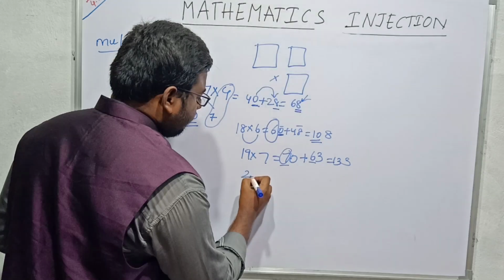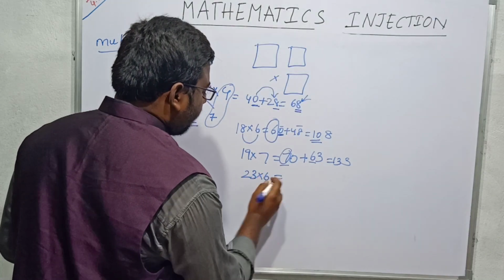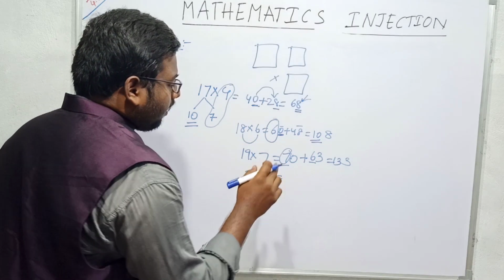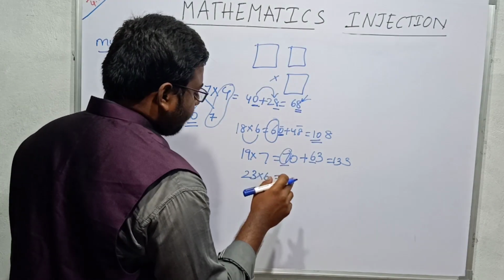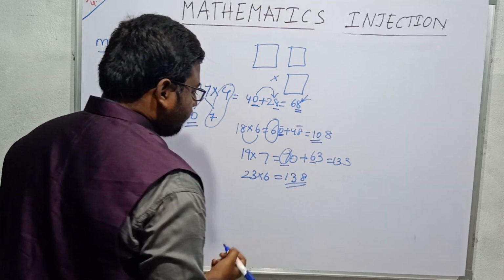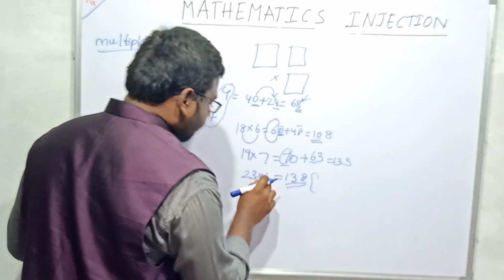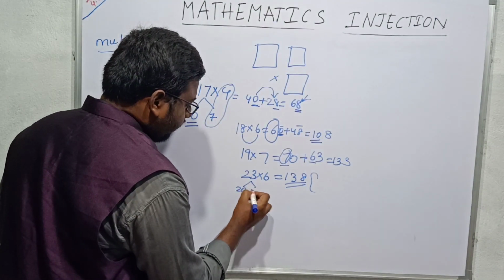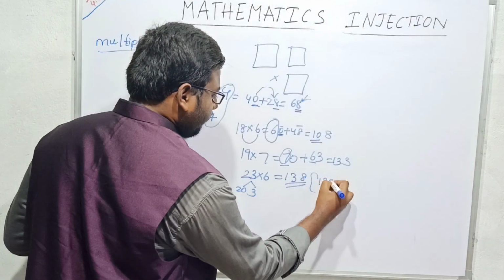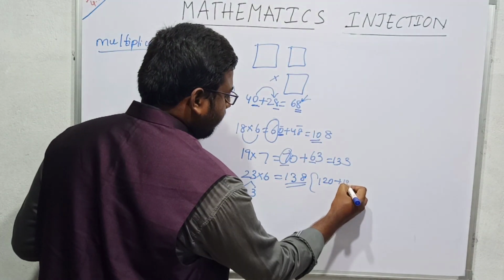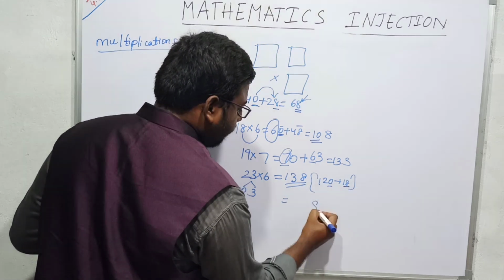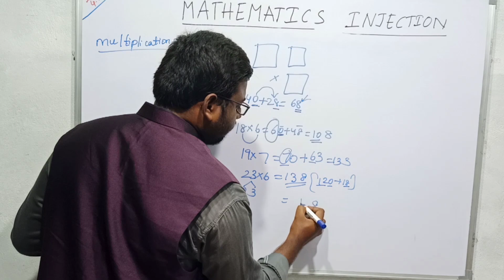For example, 23 into 6. What I will say is 6 twos are 12 and 6 threes are 18, and 1 in that 18 will be added to 12. That means 13 and unit digit will be 8. I will repeat slowly. I will convert this as 20 and 3. 6 will be the distributor. 6 into 20, this is 120 plus 6 into 3, this is 18. What I want to say is the unit digit here will be 8 only and 12 is added to 1, so 13.